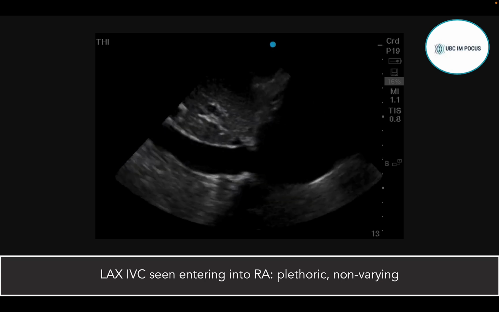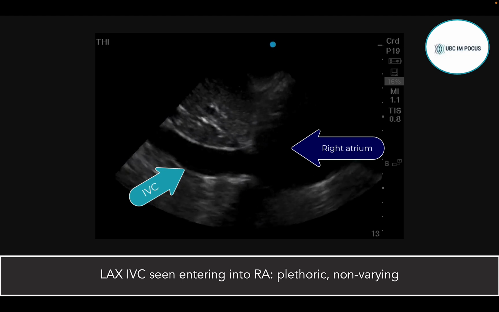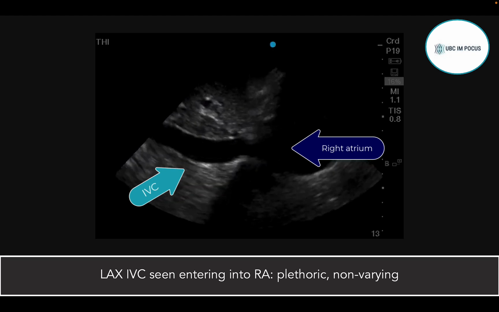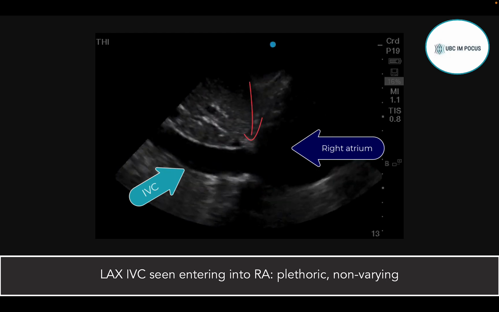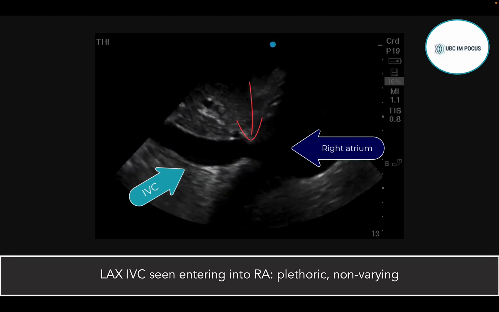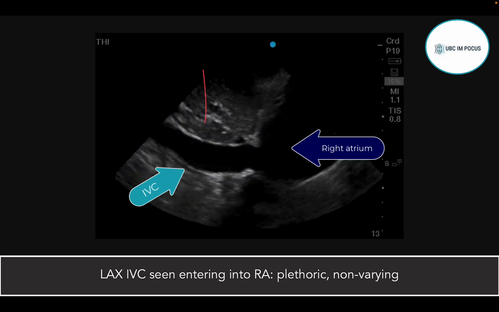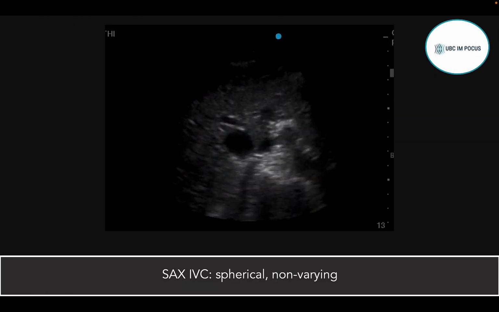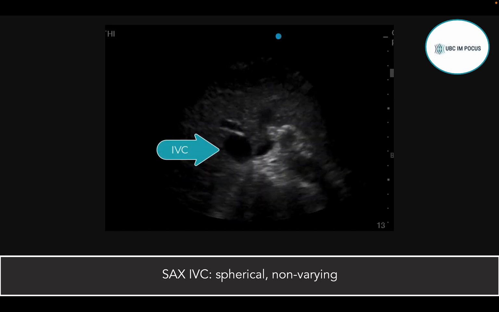This is just a nice long axis view, heart on screen right. We really see those bright, crisp, hyperechoic borders of the IVC. And we can see that with respiration, there's minimal change of the IVC. A reminder that we don't want to train our eyes right at the diaphragm where there is a little bit of movement, because the diaphragm itself can pinch the IVC shut or stent it open. So we want to look 1 to 2 centimeters past the hepatic vein. Another short axis IVC that looks quite round and plethoric and non-varying.